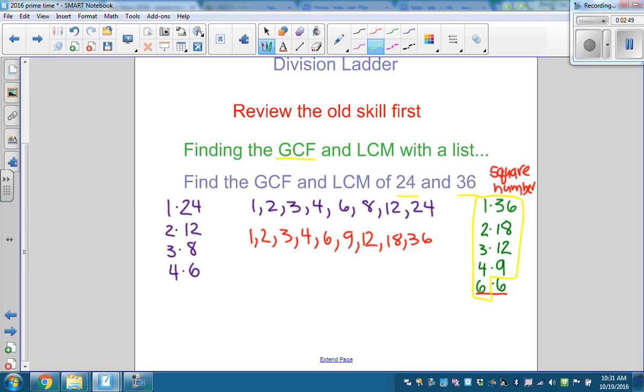twice in our list. Now to find the greatest common factor, we look for the biggest factor that's in both lists. So 36 is not in both lists. 18 is not in both lists, but 12 is in both lists. So the GCF of 24 and 36 is 12.